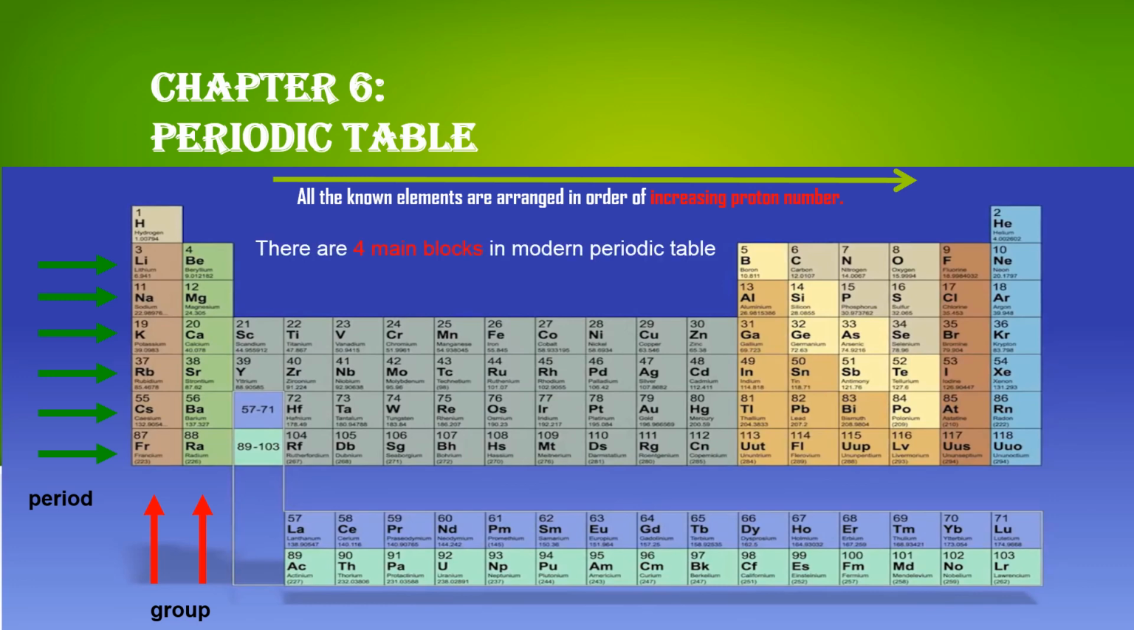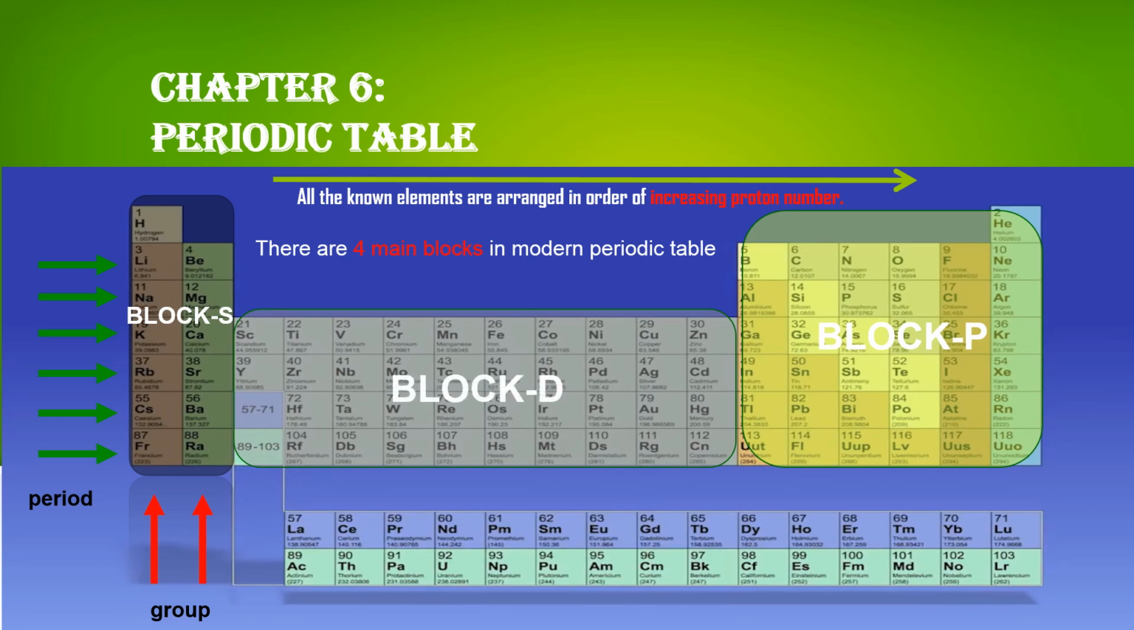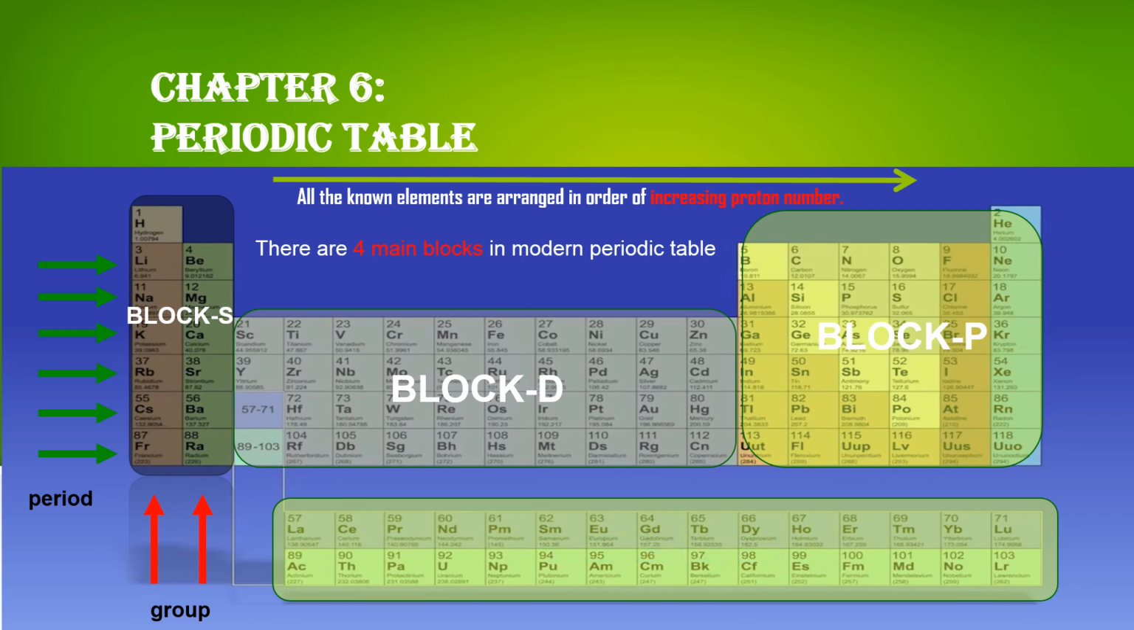The periodic table can be divided into four main blocks. The left side of the periodic table, we have the S block. The right side of the periodic table, we have the P block. In the middle of the periodic table, we have the D block, and the last block that we have in the periodic table is the F block.